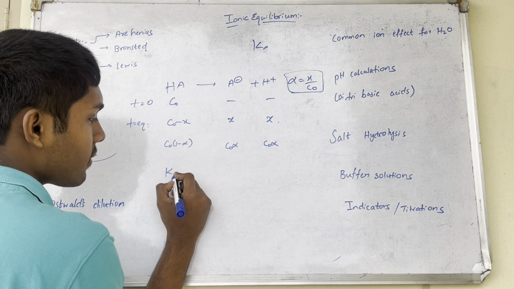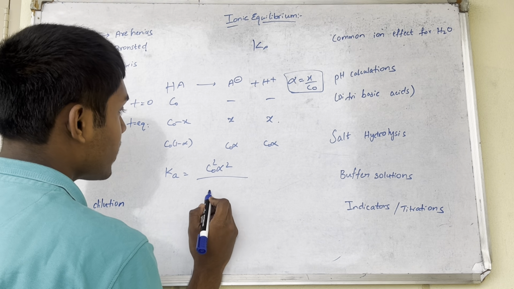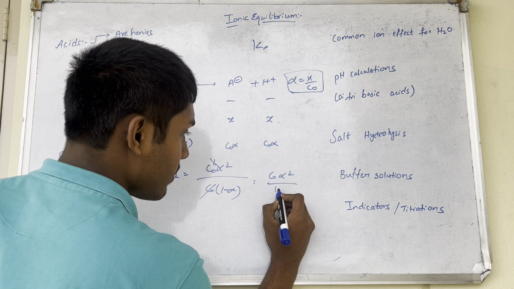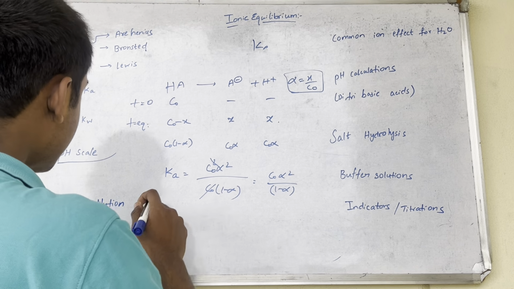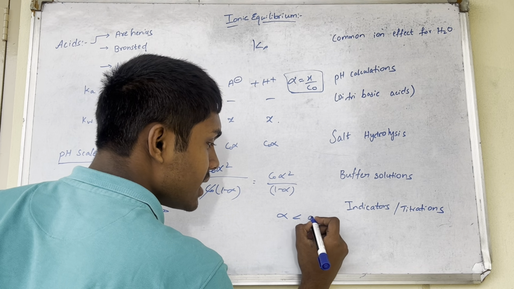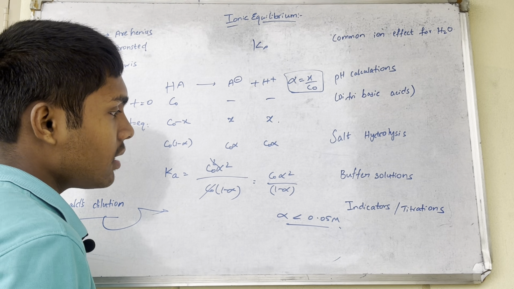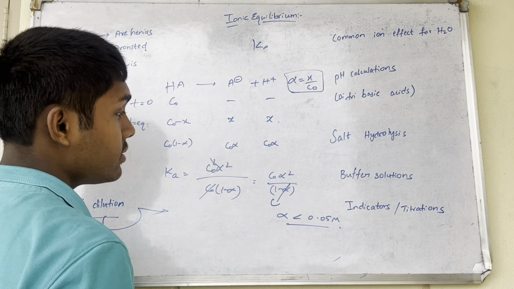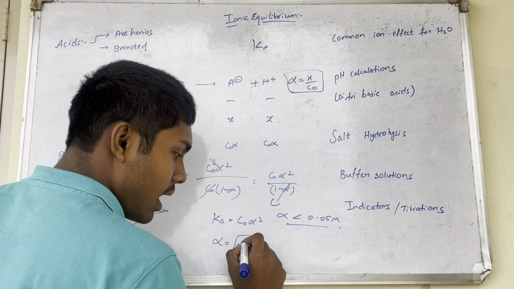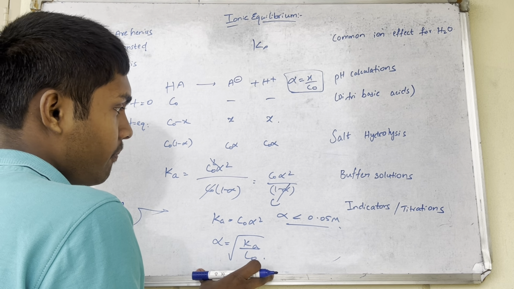Now if you write K equilibrium, which is Ka because it's an acid, it is C naught square alpha square by C naught into 1 minus alpha. You cancel these two, C naught alpha square by 1 minus alpha, correct? Now as per Ostwald's dilution law, when alpha is negligible, if alpha is less than 0.05, then we can neglect the alpha in the denominator. So it becomes Ka equal to C naught times alpha square, which implies alpha equal to under root Ka by C naught. Got it? So now we have got the alpha.